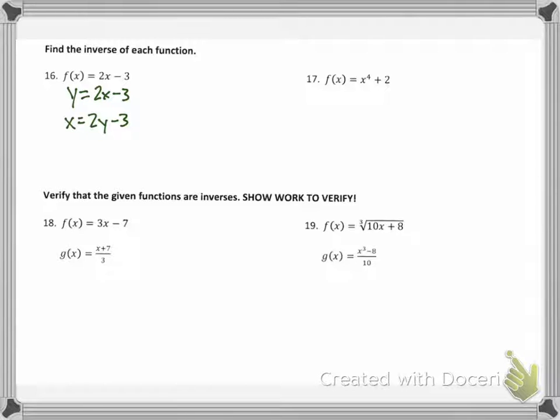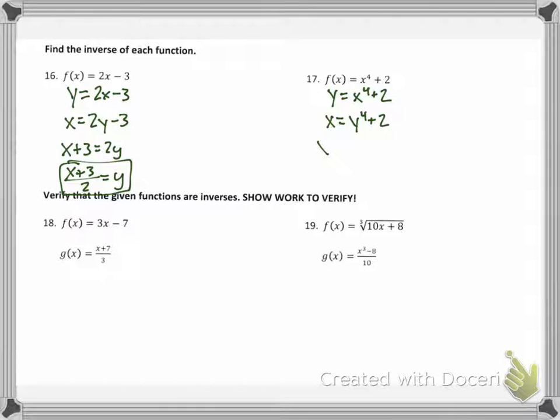So number 16, I'm going to add 3 to each side, and then divide by 2. So my final answer for an inverse would be x plus 3 over 2 equals y. I'm going to do the same thing in number 17. So first, replace f of x with the y, then trade the letters, then get y by itself.